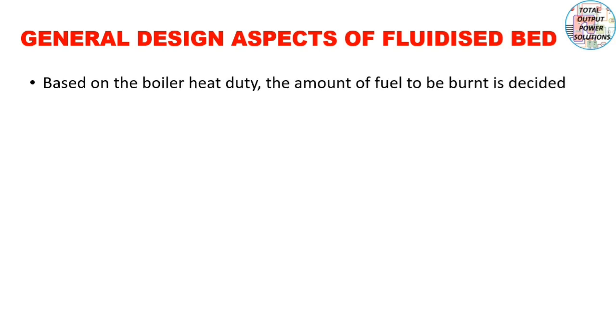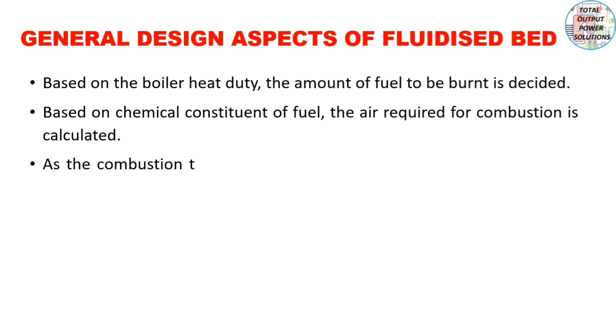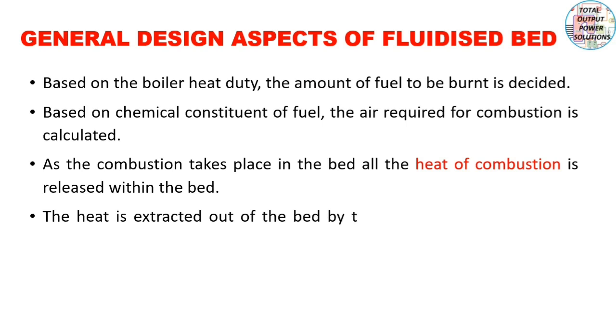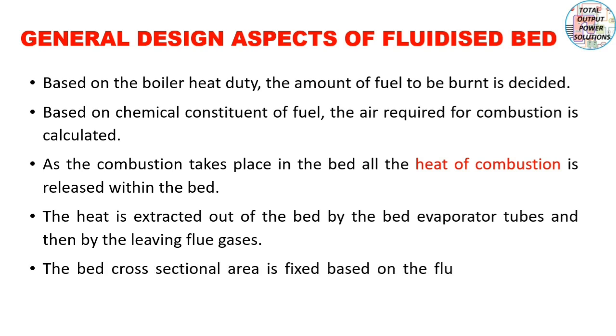Based on the boiler heat duty, the amount of fuel to be burnt is decided. Based on the chemical constituent of fuel, the air required for combustion is calculated. As the combustion takes place in the bed, all the heat of combustion is released within the bed. The heat is extracted out of the bed first by the bed evaporator tubes and then by the leaving flue gases. The bed cross-sectional area is fixed based on the fluidization velocity, which will not exceed 2.8 meters per second.